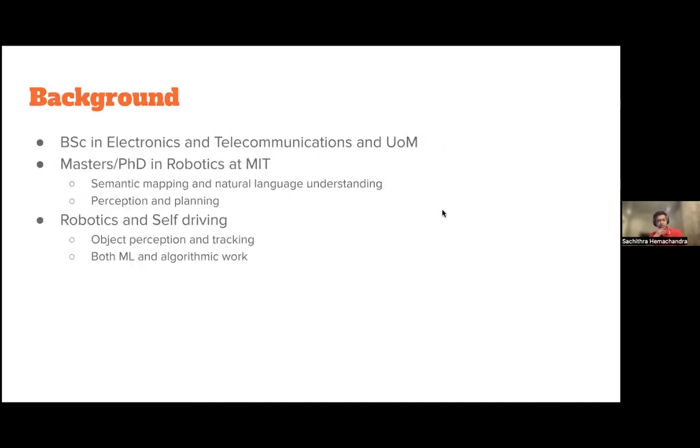Let me give you a quick introduction about me. I'm a student of the University of Moratuwa. I did my bachelor's in electronics and telecommunication. Within that time, I studied electronics and telecom, but did some robotics related things as well. After a while, I went to do my PhD and master's at MIT, and I specialized in robotics. Within that field, I worked on semantic mapping, so mapping that contains high-level information about the environment, and how we can use natural language understanding to interact with robots.